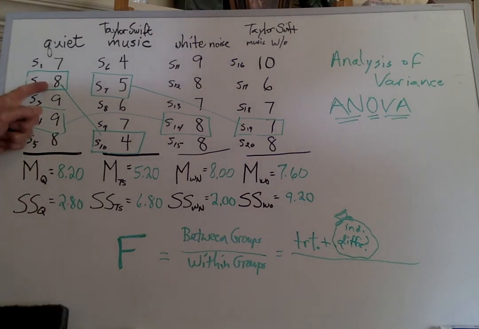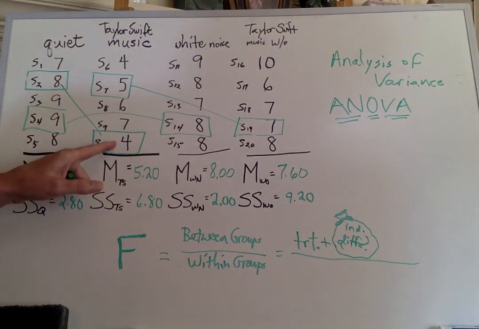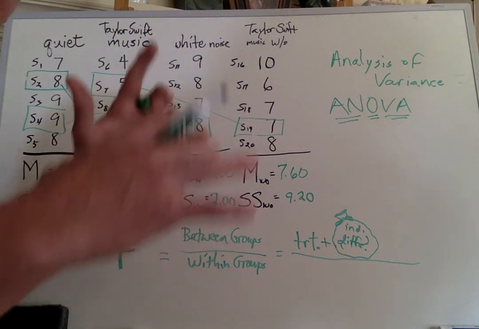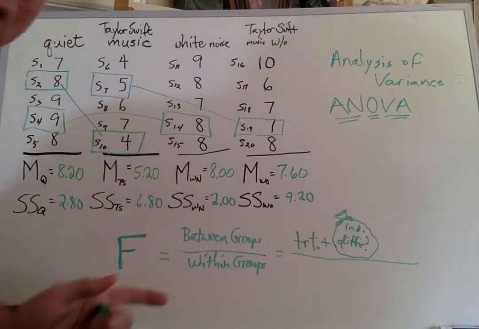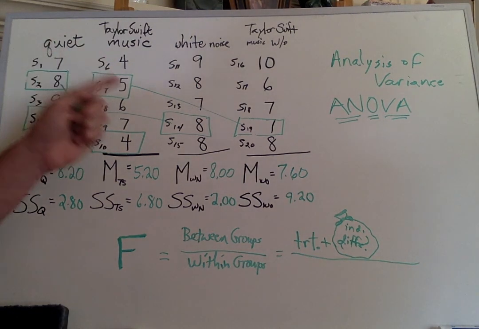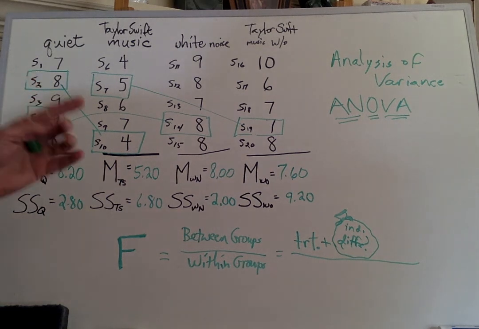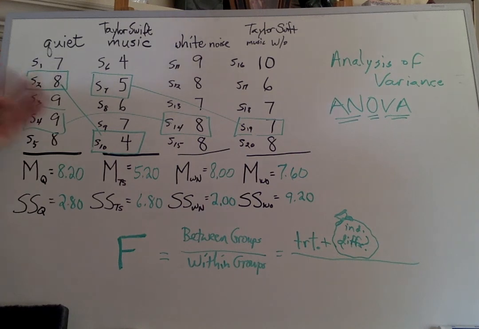This person's female, this person's male, this person's 20 years old, this person's 18 years old, this person had their breakfast this morning, this person didn't have their breakfast this morning, this person has brown eyes, this person has blue eyes, this person has a higher IQ, this person has a lower IQ. I mean, individual differences could be a whole bag of things. So maybe this person remembered more words than this person, not because of the music, but because they had orange juice and a bagel this morning for breakfast, okay?